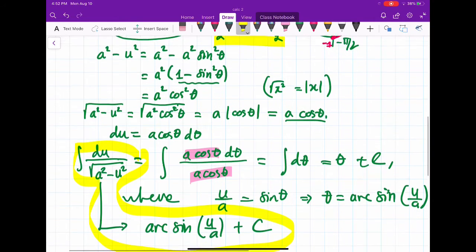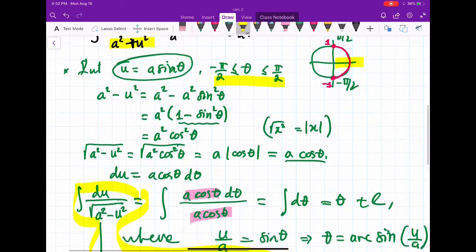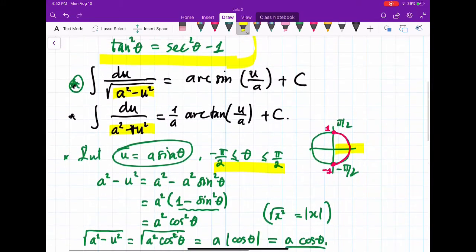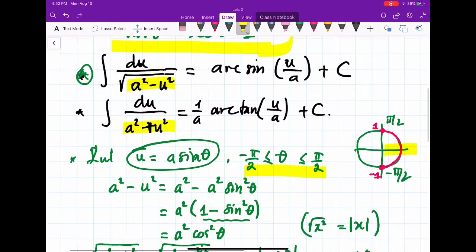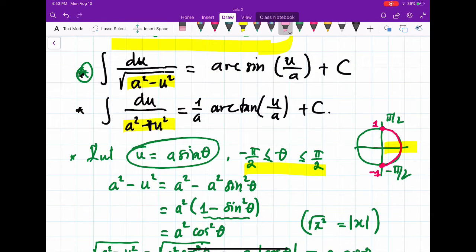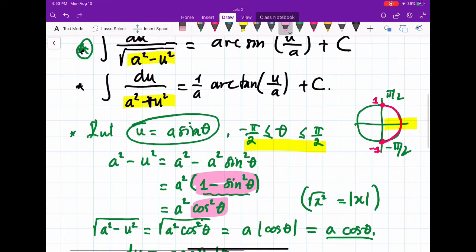And again, in this situation, we do the trig substitution u equal to a sine of theta. The reason we do that is because we want to use this identity: 1 minus sine squared equal to cosine squared, because sine squared plus cosine squared is 1, right? You see, it's pretty nice.